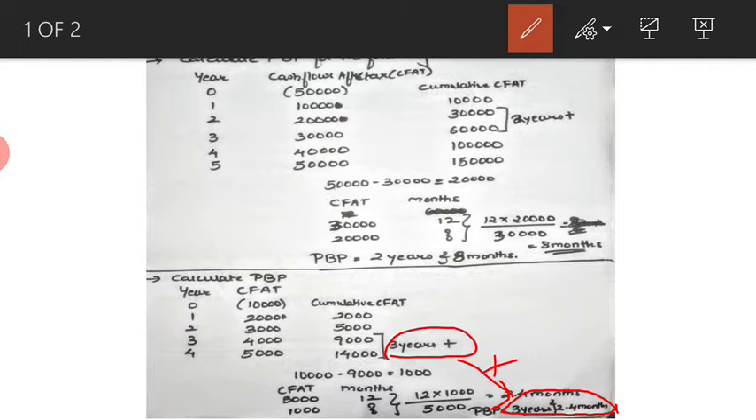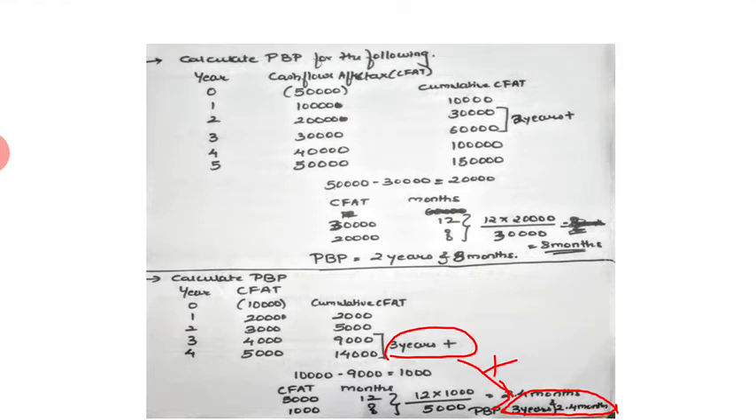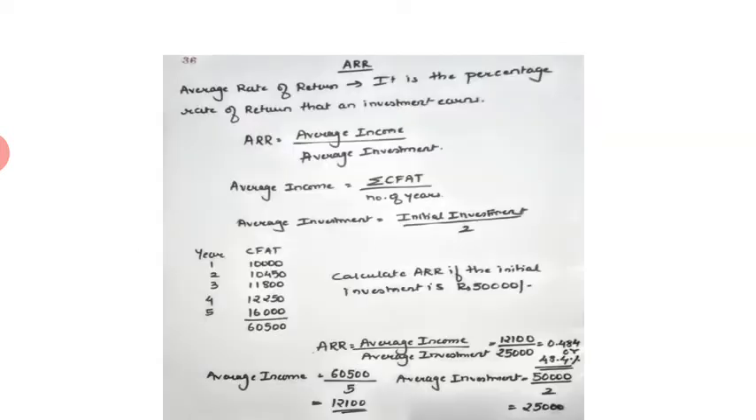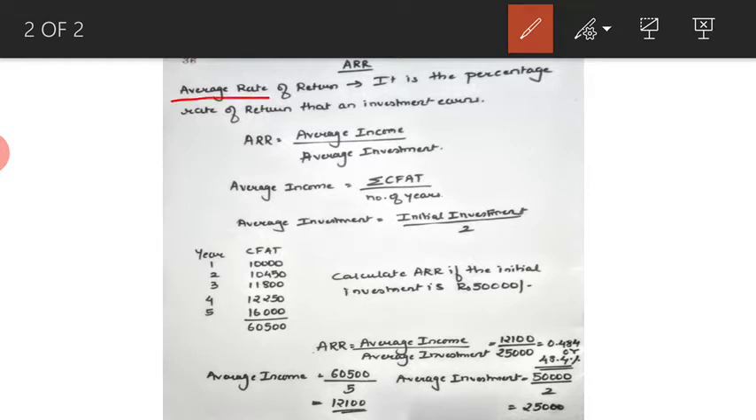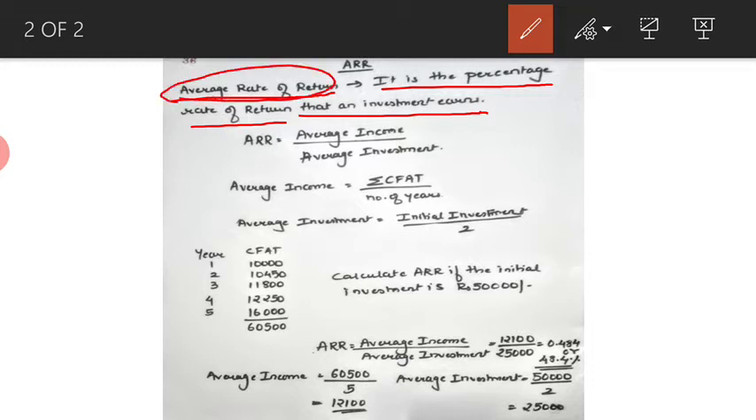After understanding the payback period, we are going to go ahead with the next part, that is accounting rate of return or average rate of return, commonly known as ARR. So what is ARR? Average rate of return or accounting rate of return, or sometimes it is also called return on investment. It is the percentage rate of return that an investment earns. So once you are investing something in a project, what is the percentage return that particular investment is earning is given by average rate of return.